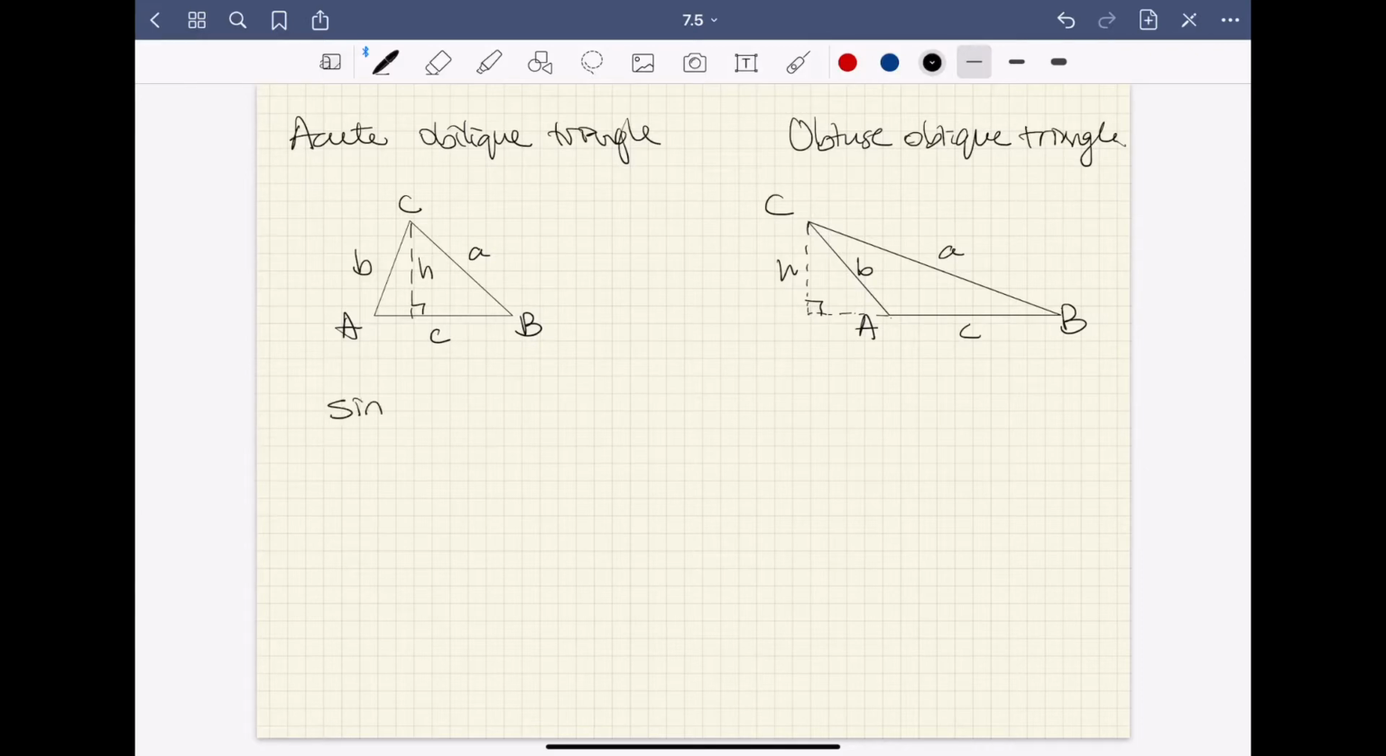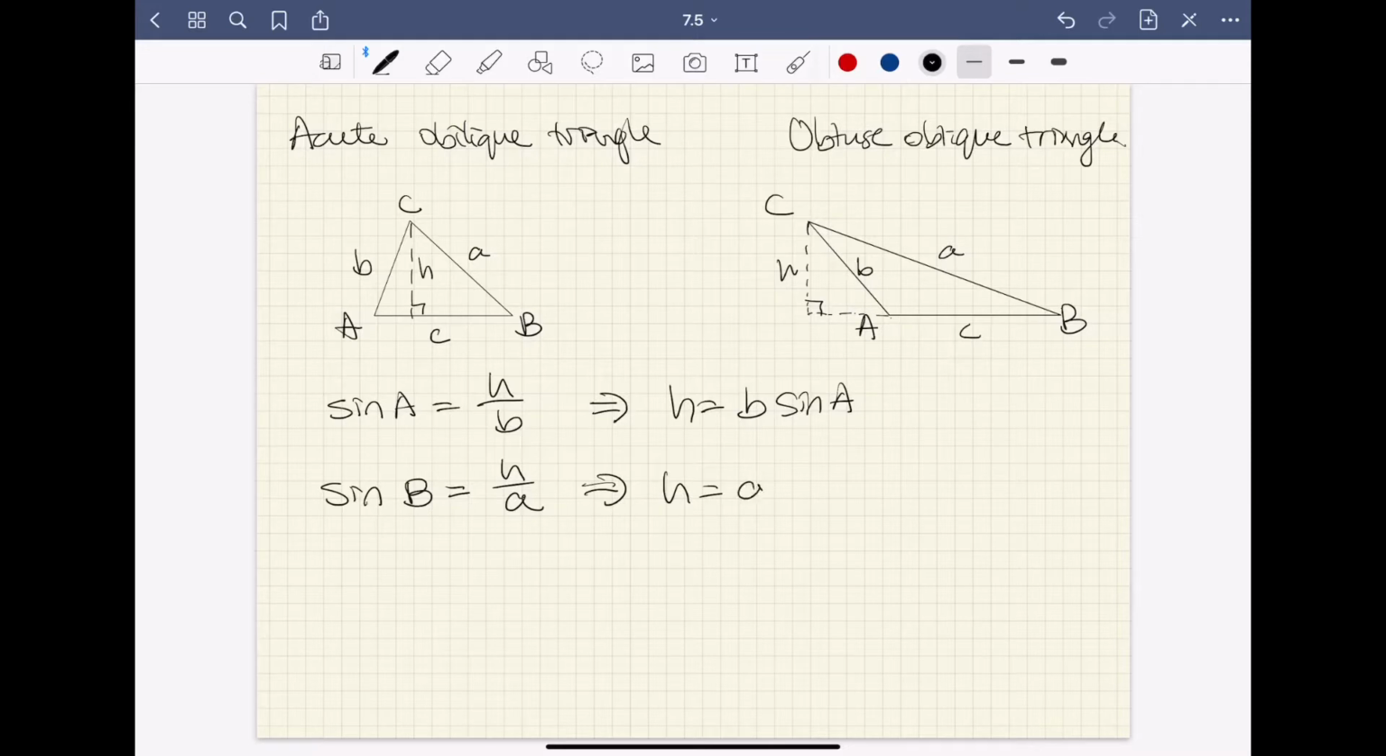we know sine A is equal to opposite over hypotenuse. So that's h over b. And we know sine B is equal to h over a. So from here we know h is equal to b sine A. The second equation, h is equal to a sine B.